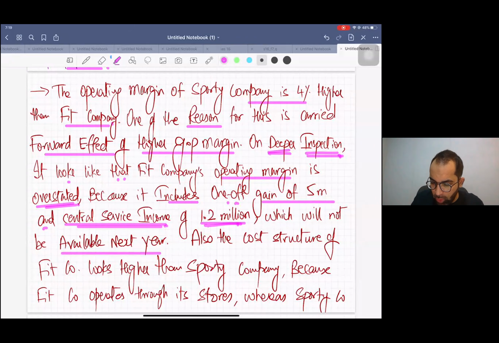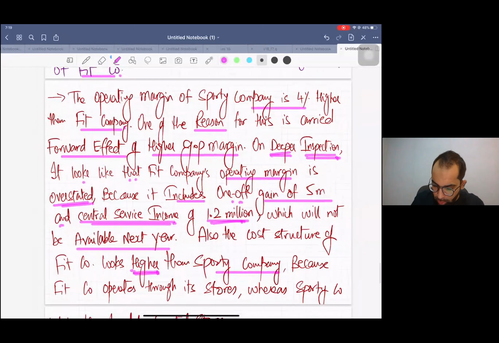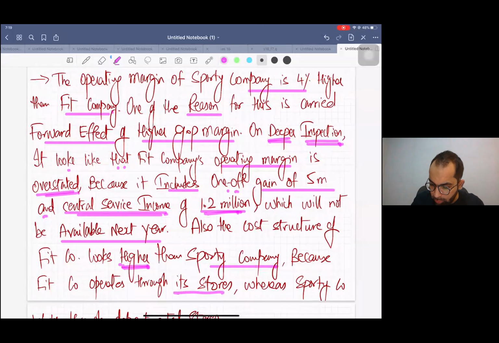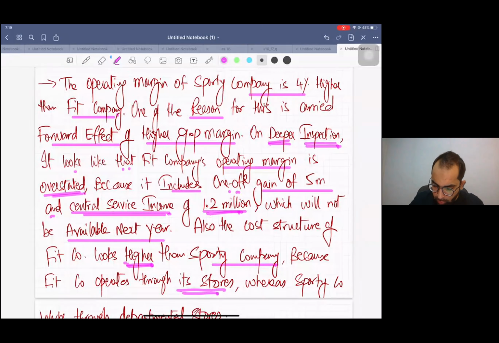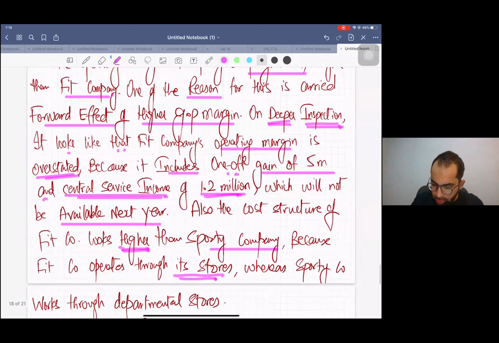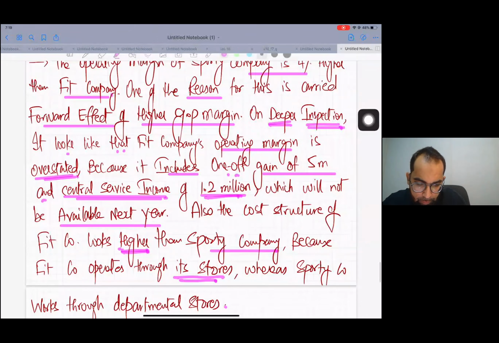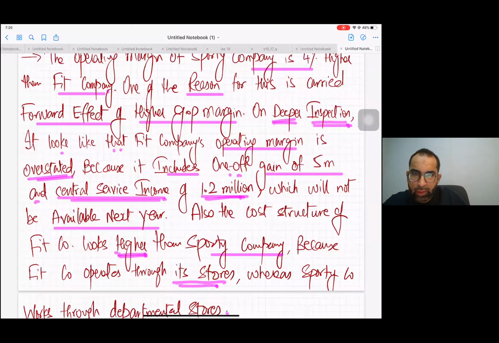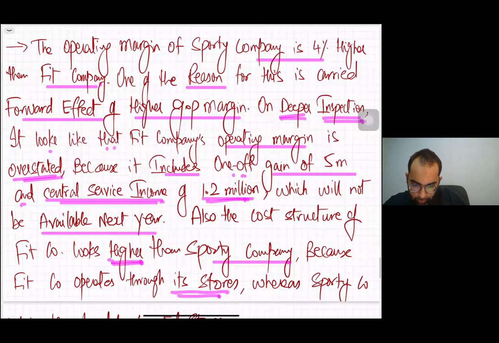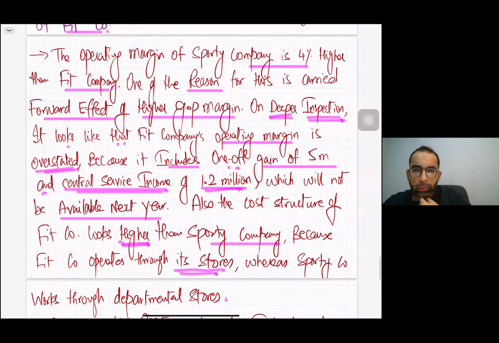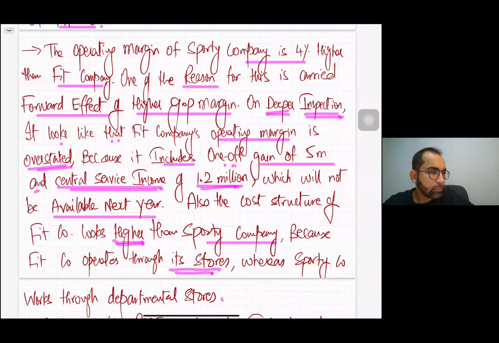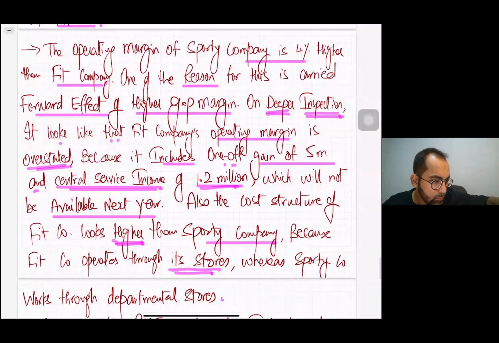Also, the cost structure of Fit Company looks higher than Sporty Company. I told you, because Fit Company operates through its stores, whereas Sporty Company works through departmental stores. See this? Can you see this? You can read the lines. You can read between the lines.